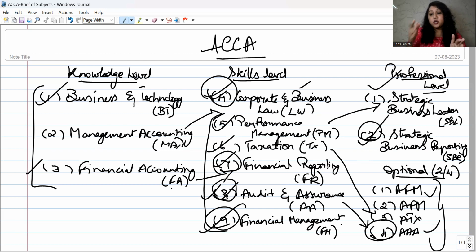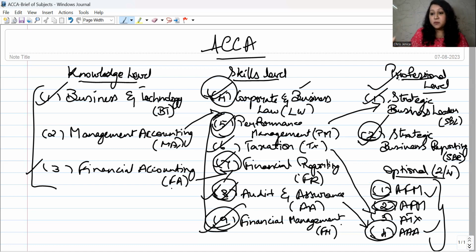And maybe if you're going to take it in next sitting, then SBR would be the first option and second would be the AAA. Then if at all you had appeared for your PM or FM as your last paper of skills level, then you can go for AFM or APM if you're going to choose it. And SBL also can be taken. SBL, as I told, will have a base from BT, MA, and PM. So you can choose SBL immediately if you have prepared for PM at the last. But it will be a completely theoretical paper.